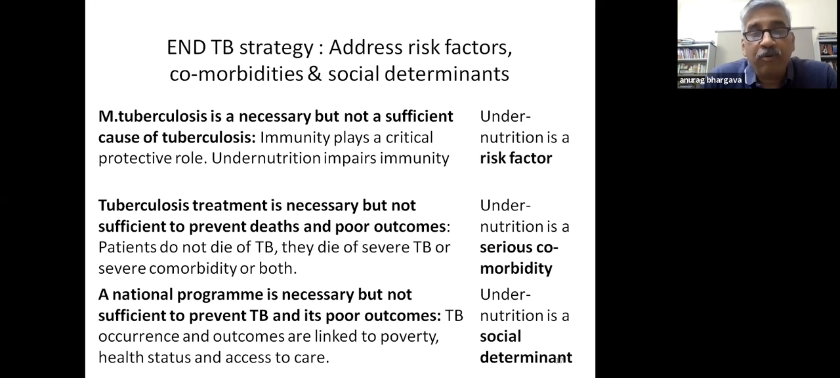And finally, a TB program is necessary but not sufficient to prevent poor TB outcomes in patients because this is linked to social determinants. And work has shown that if you talk of poverty and the relationship of poverty and TB, a major part of it is mediated also through the pathway of undernutrition, which is closely linked to poverty.